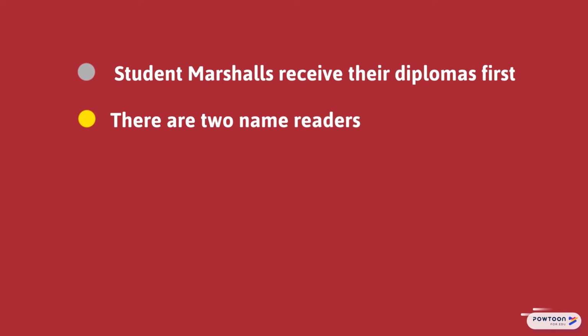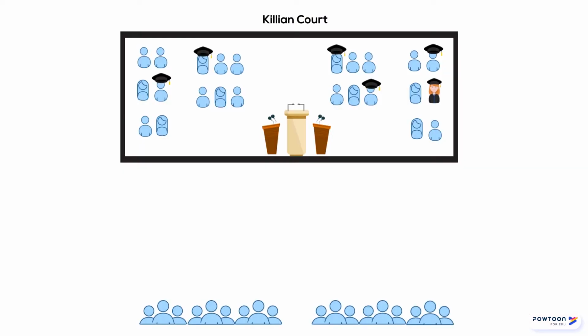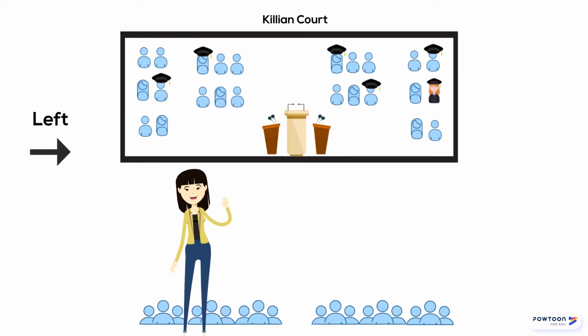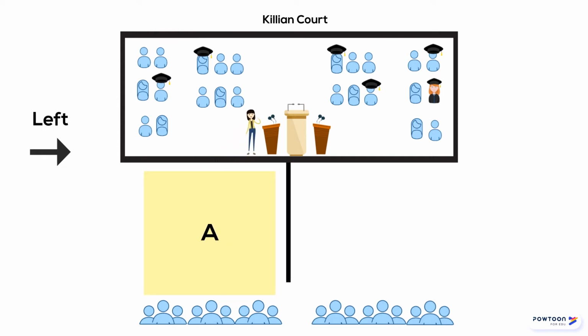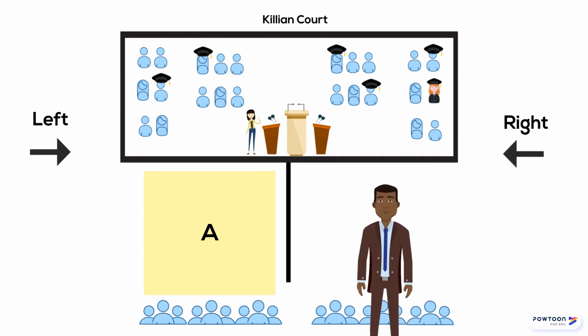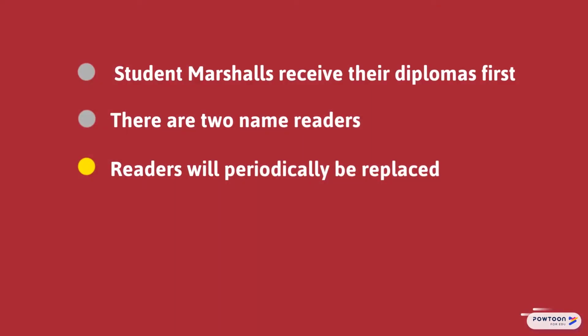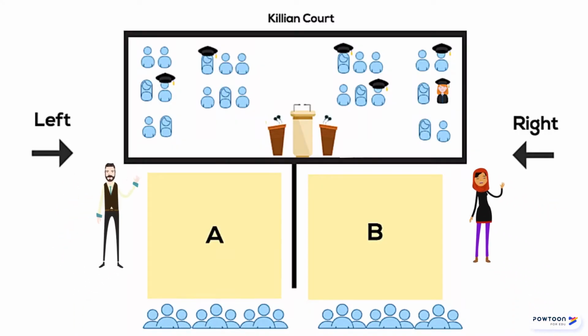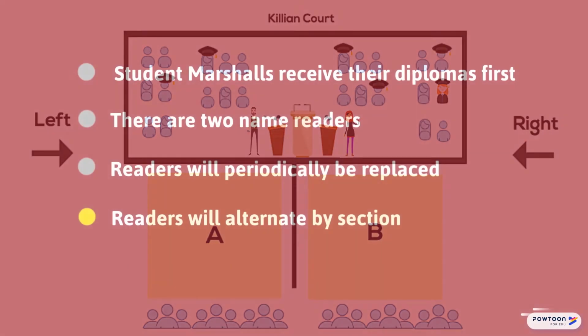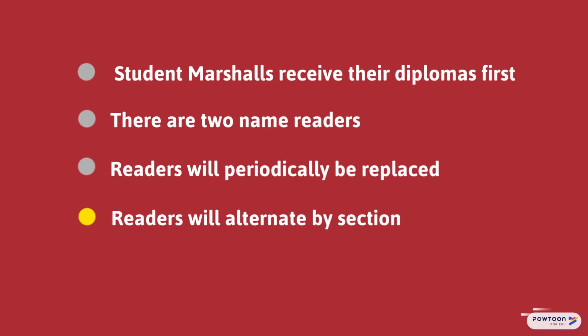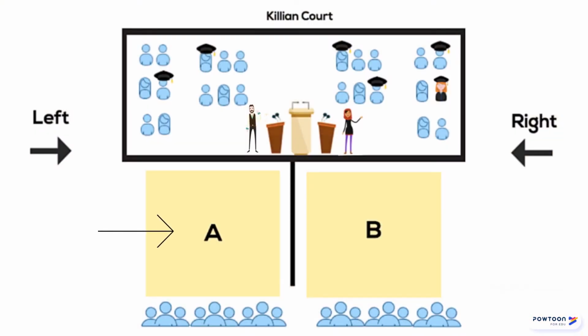You should also know that there are two name readers, one on the left side of the stage as you face it, who reads the names of graduates seated in Section A, and the other on the right side of the stage as you face it, who reads the names of graduates seated in Section B. And keep in mind that the readers will periodically be replaced, so you'll hear different voices reading names. Also, the name readers will alternate, so a name from Section A is followed by one from Section B, and so on.